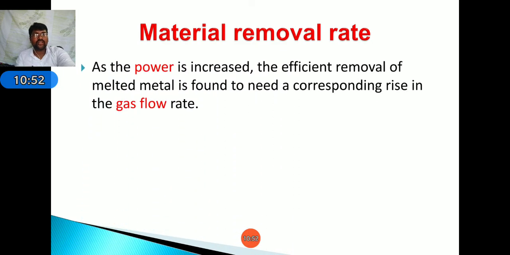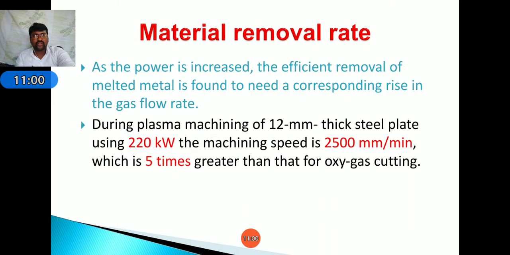Next, as the power is increased, efficient removal of melted metal is found to need a corresponding rise in gas flow rate. Next, during plasma machining of thick steel plate using 220 kilowatts power and 2500 mm per minute machining speed, it is 5 times greater than oxy-fuel gas cutting.